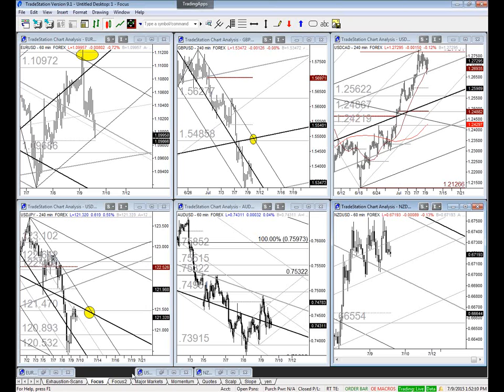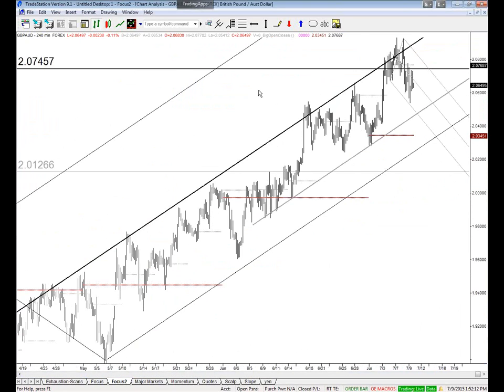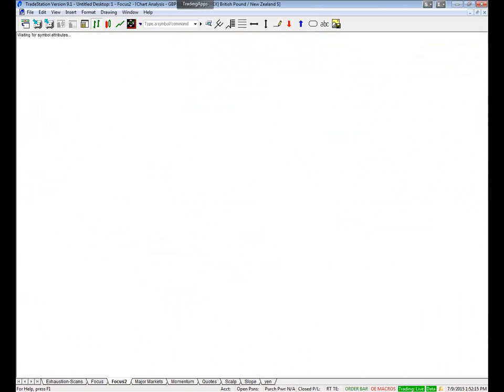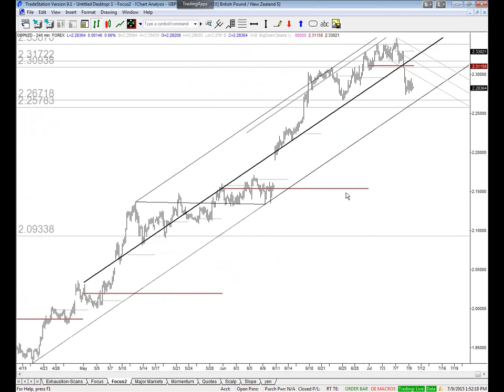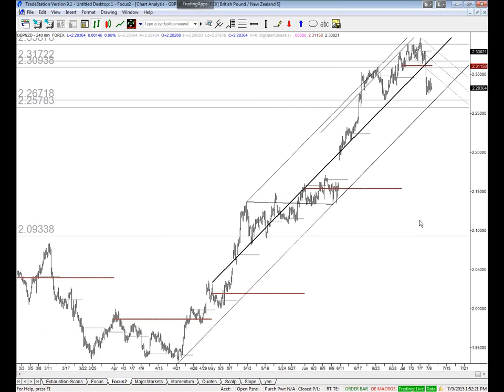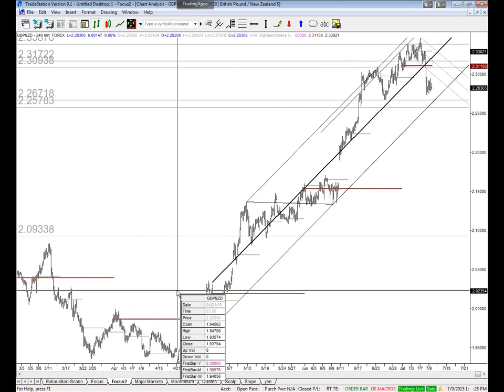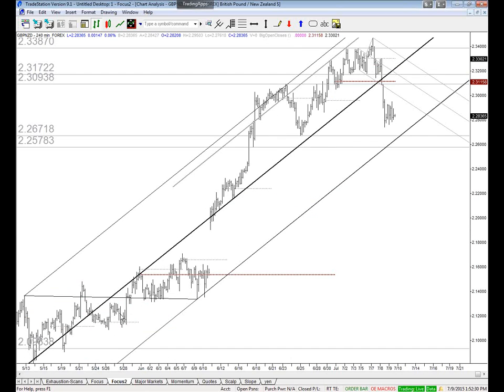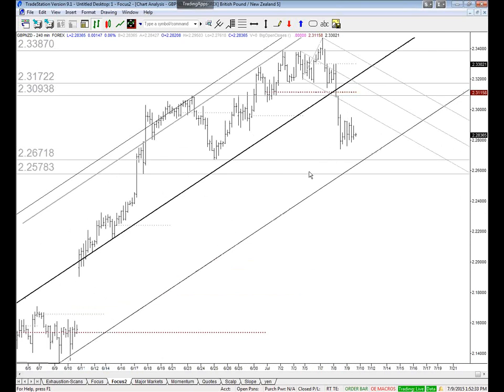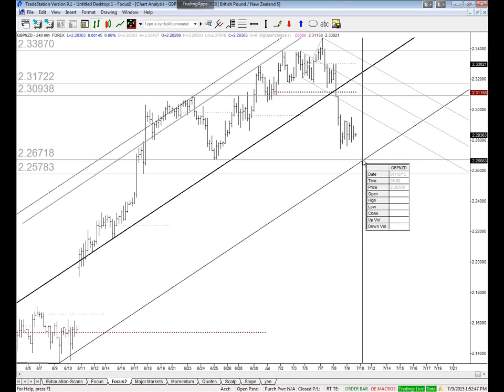Pound Kiwi is one we want to take a quick look at. Okay, so here's Pound Kiwi. This obviously goes back to April. You can see the well-defined channel on the way up. Okay, we're getting close to channel support, so I would watch for support probably about 226.70 or so. It's the low down here on June 25th. And what's this? Tomorrow morning, you get to that area.